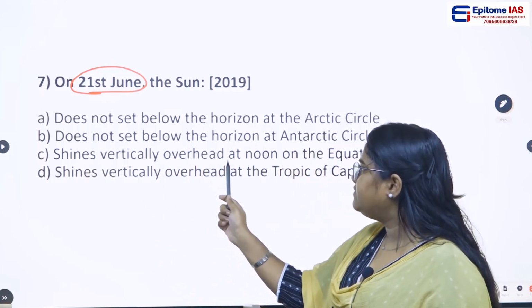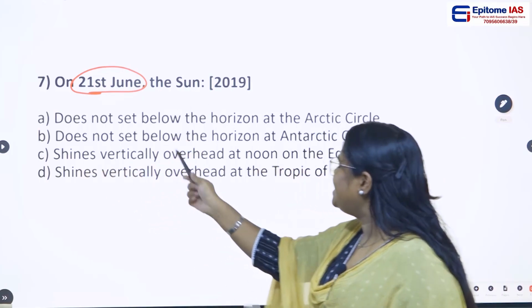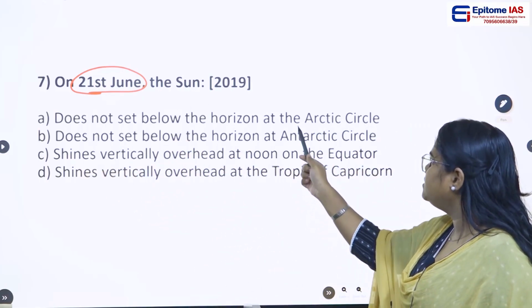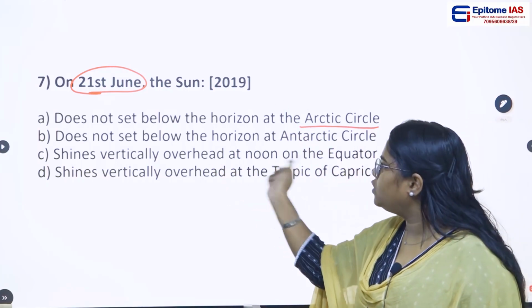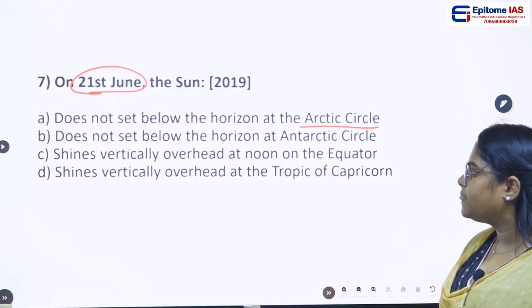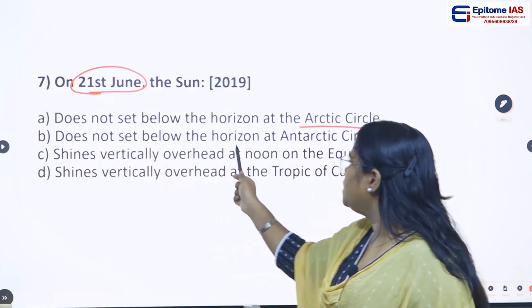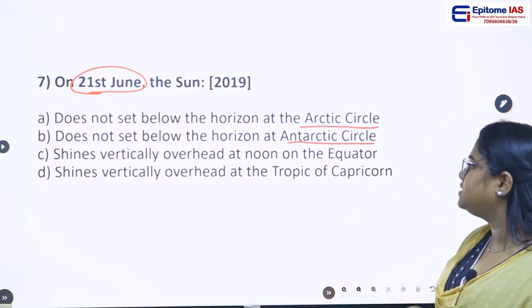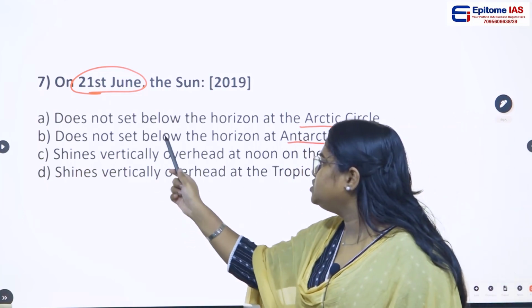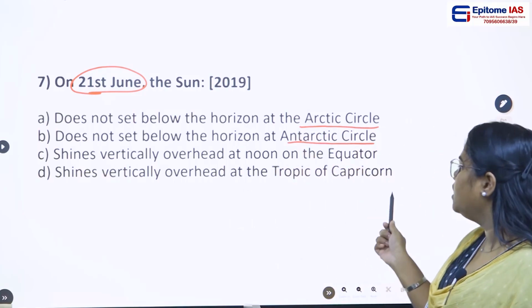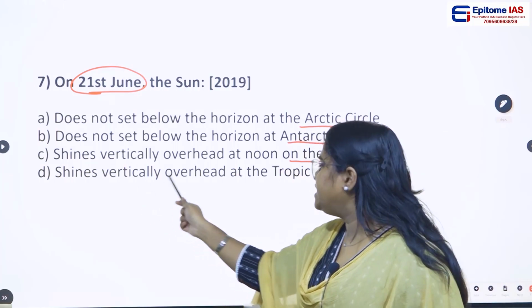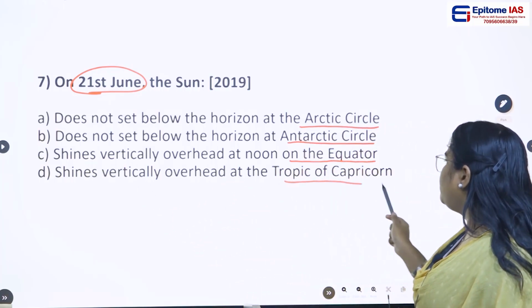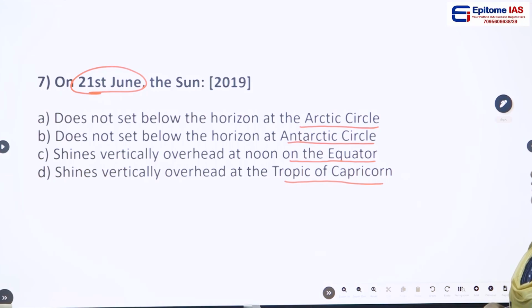What are the options they are giving? Option A, does not set below the horizon at the Arctic Circle. They are saying the sun will not set below the horizon at the Arctic Circle. Option B, does not set below the horizon at the Antarctic Circle. Option C, shines vertically overhead at noon on the equator. And option D, shines vertically overhead at the Tropic of Cancer. So if you see the answer, what is the answer?